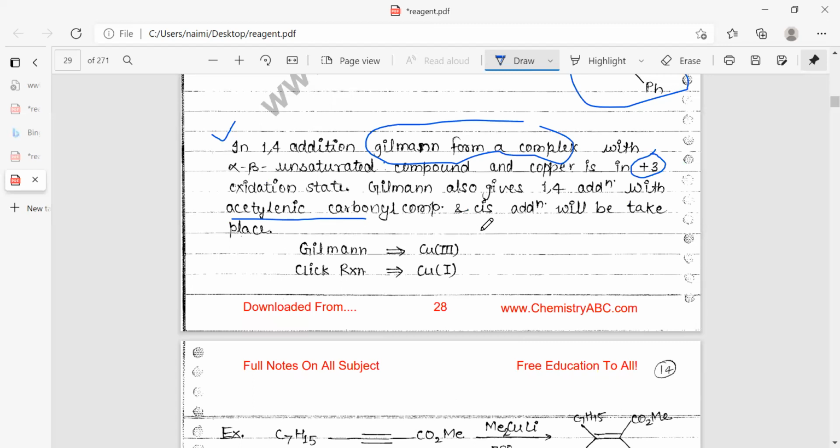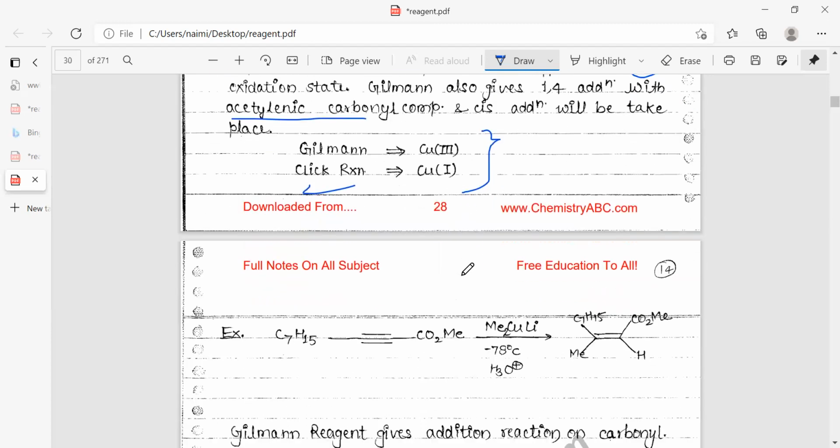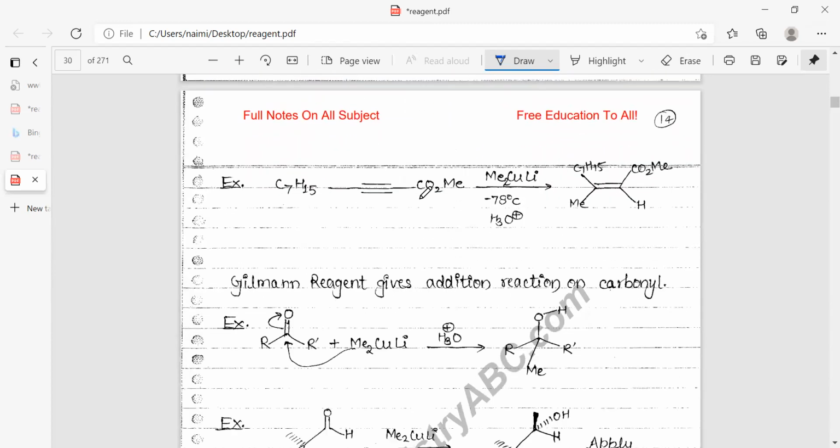So I have mentioned here that in Gilman reagent copper exists in the +3 state, while in click reactions there are various types of catalysts used, such as copper sulfate pentahydrate (CuSO4·5H2O) and copper iodide, in which the oxidation state of copper is +1. That's why I have mentioned this. So by taking this acetylenic carbonyl group, here I have added the Gilman reagents.